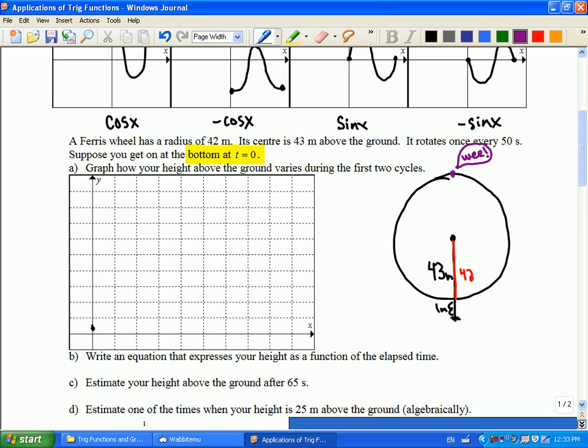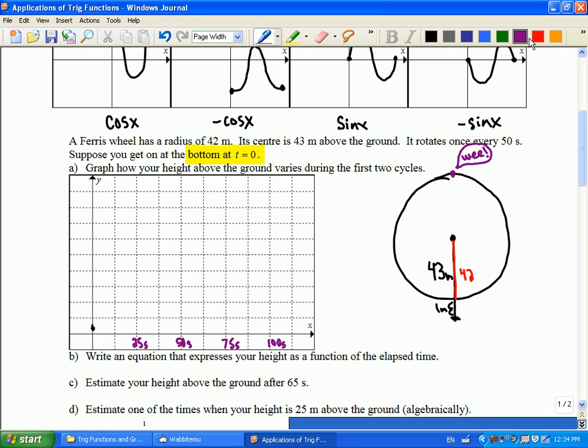This is the point on the Ferris wheel where you're going whee, right at the very top. And how long does it take to get there? Well, half of a turn. So let's just say this part here is 25 seconds. That means this will be 50, 75, 100. So at 25 seconds, you'll be at the top.